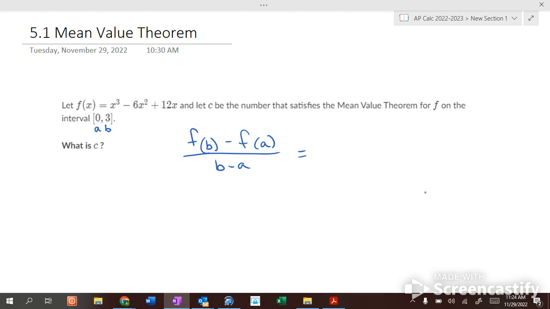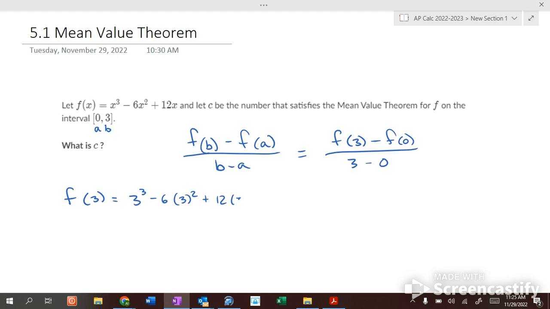Okay, so if we find f of 3 minus f of 0 over 3 minus 0, what is f of 3? Well, it's 3 cubed minus 6 times 3 squared plus 12 times 3.